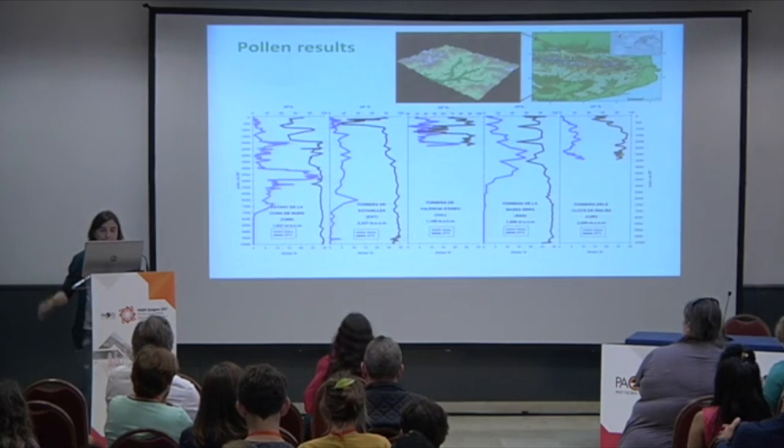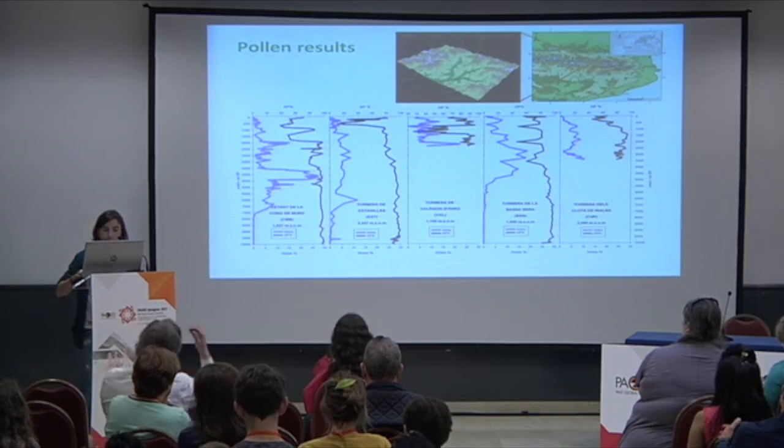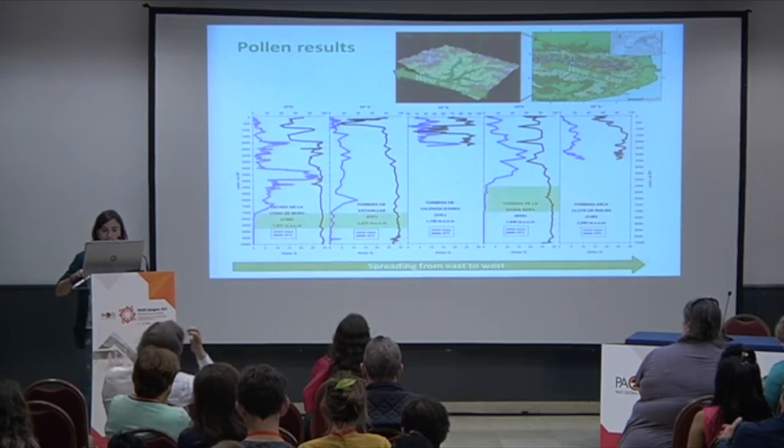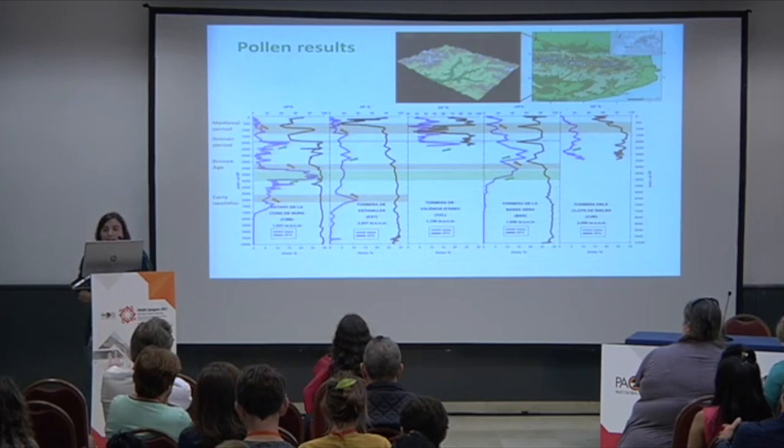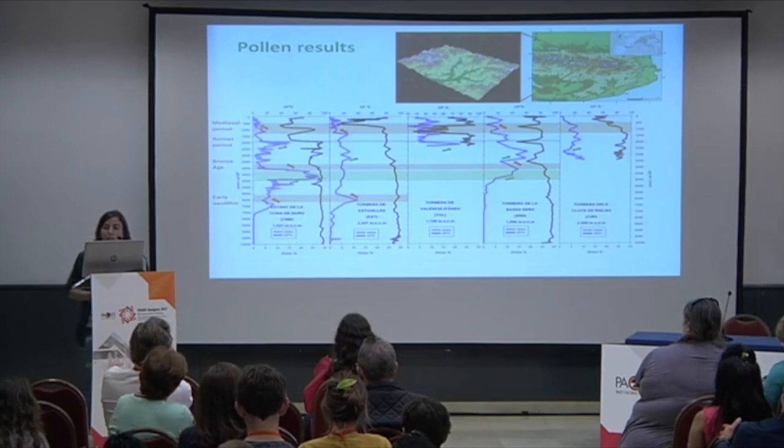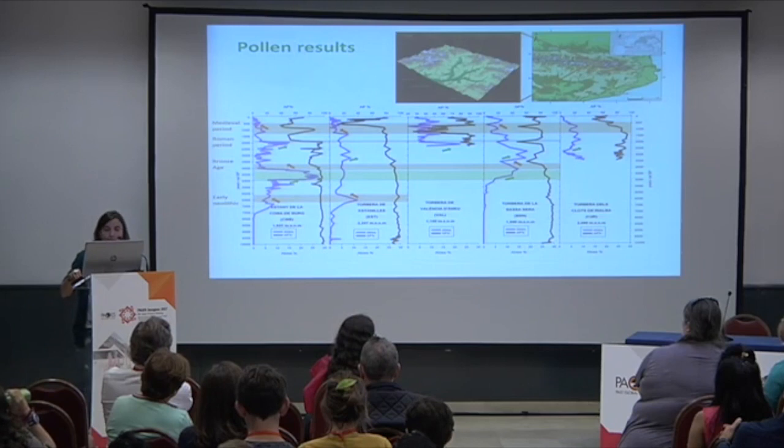Well, the pollen data of the Central Pyrenees show the fir advance from east to west, and the disturbance periods like early Neolithic, Bronze Age, Roman period, or medieval period. And the successful period, with high presence of fir around 4,000, 5,000 cal BP.